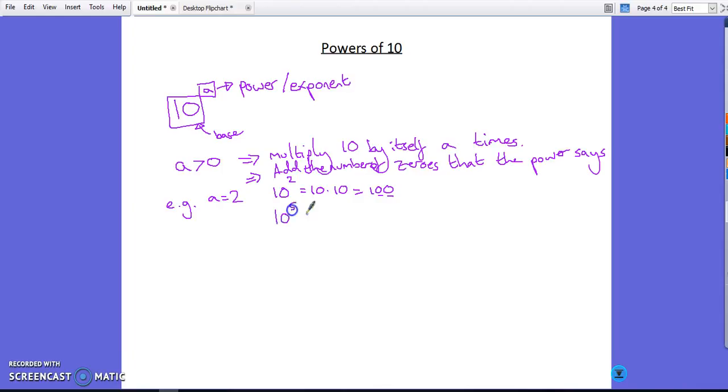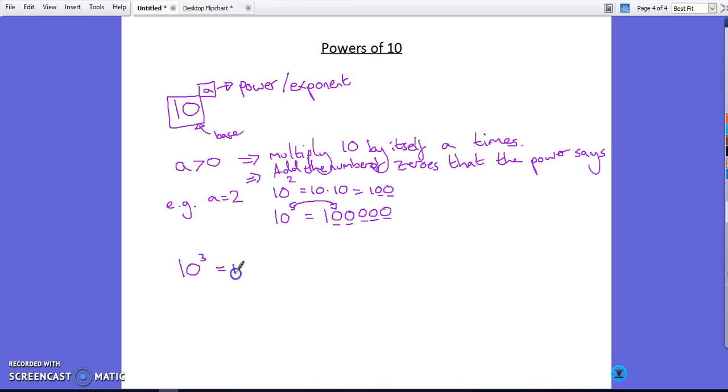10 to the power of 5 would be 10 times itself 5 times. So it would be 1 with 1, 2, 3, 4, 5 zeros. And you can figure this out by multiplying 10 by itself 5 times, but I find it just easier to remember that the number of zeros after the 1 is the same as the power. 5, 5. For A equals 0, this is something we've looked at before in class, and I'll explain it again.